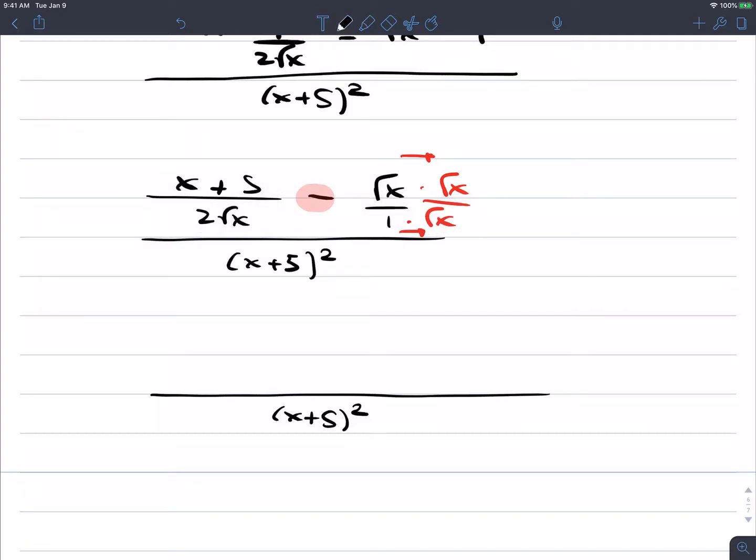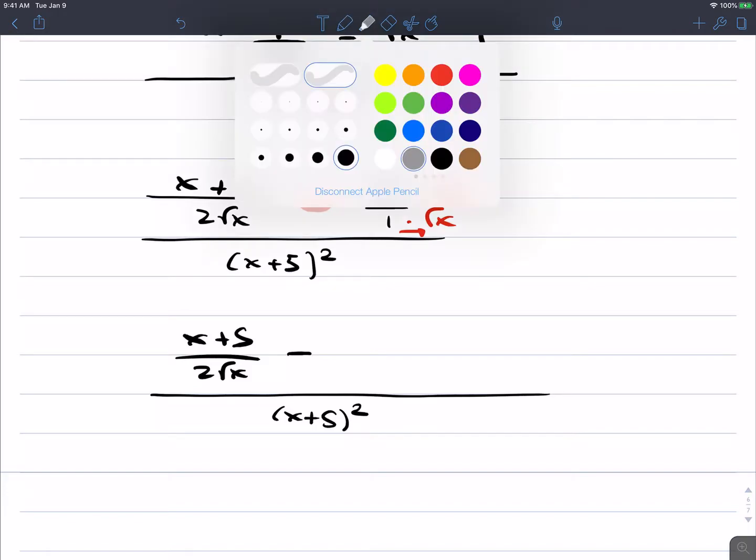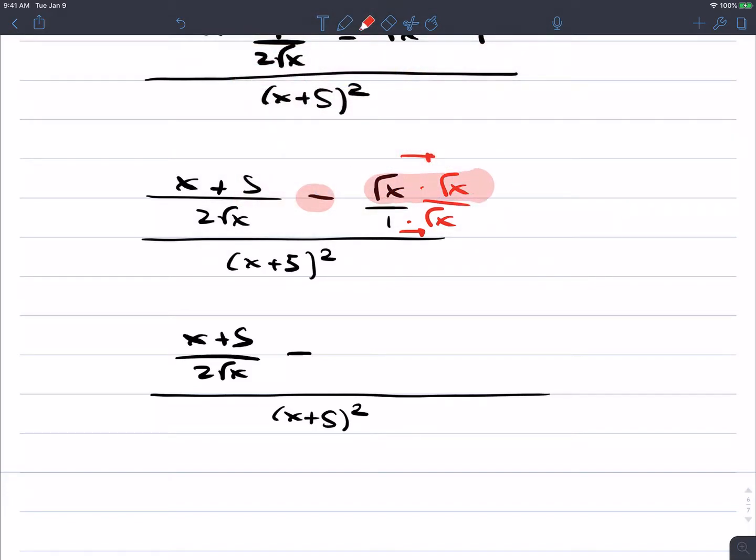Now, let's take a look. We end up with x plus 5 over 2 square root of x minus, this will be here, square root of x times square root of x. That'll give you just an x. And then down here, we have 1 times square root of x, which will simply give us the square root of x.